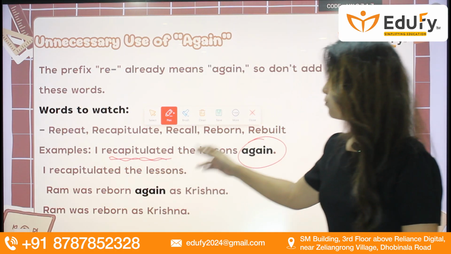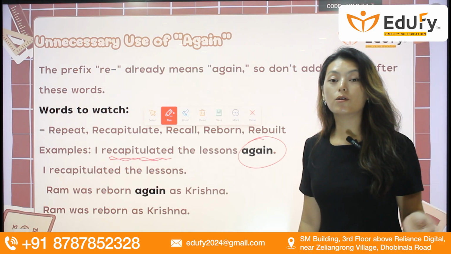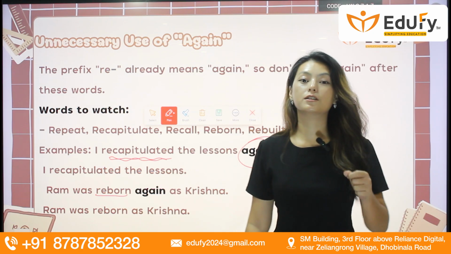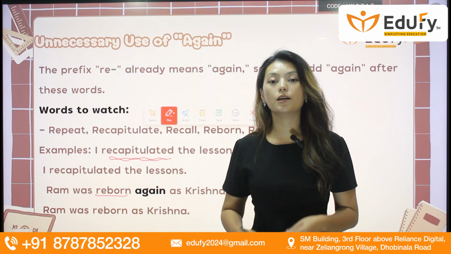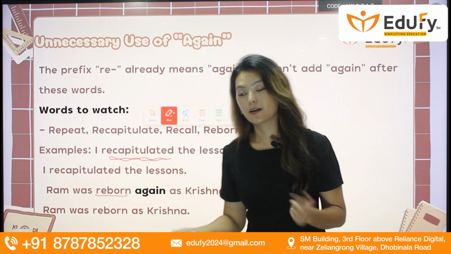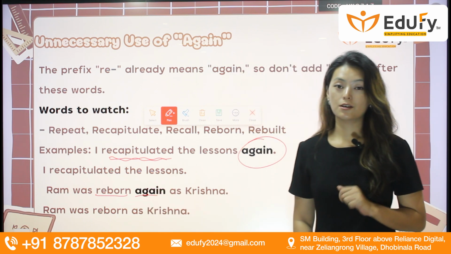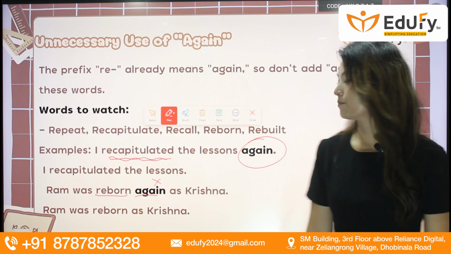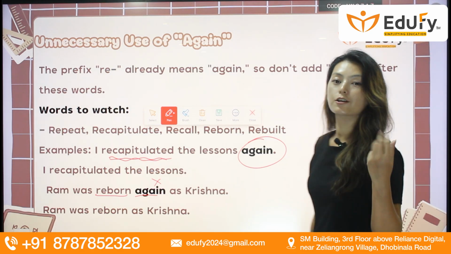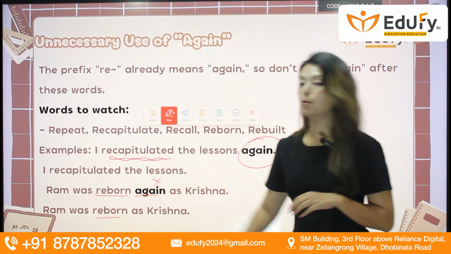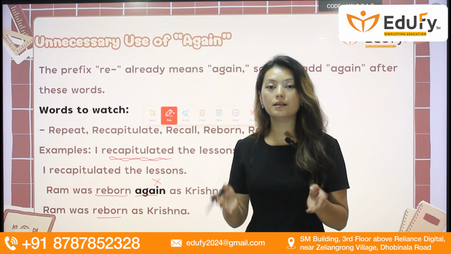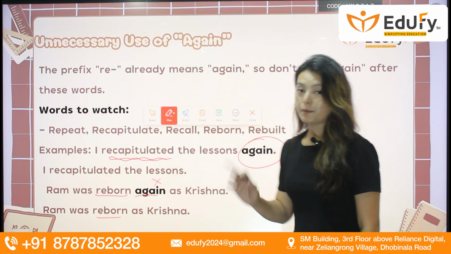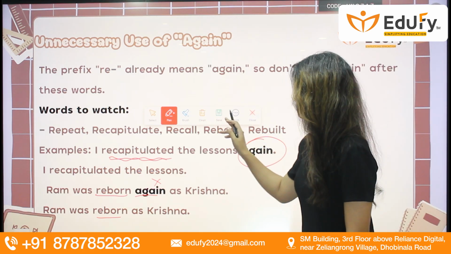Next one, Ram was reborn. Reborn means to be born again, right? So the word itself means to be born again. So you're saying Ram was born again if I write again in the sentence. Therefore, what do we do? Remove the word again and just write, Ram was reborn as who? Krishna. So therefore, the word reborn exactly means to be born again. You don't have to use another again in the sentence, making it a superfluous expression.